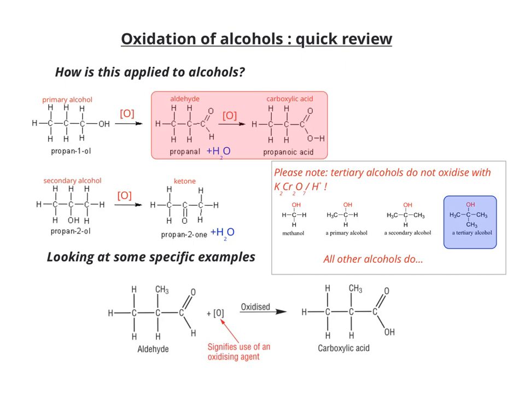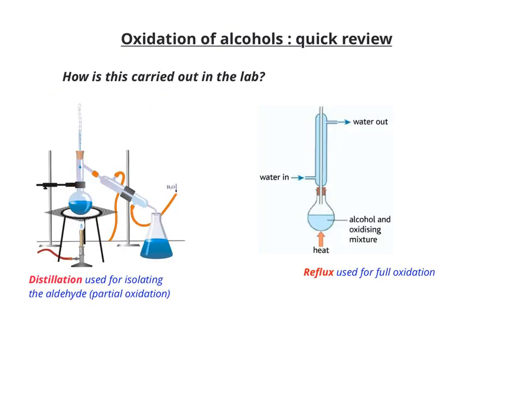Okay, so let's now look at the conditions. How do we do this in the lab? So you'll have come across both of these before, hopefully. Distillation is being used for isolating the aldehyde, so the aldehyde ends up in the conical flask, and reflux is for going all the way, full oxidation, to carboxylic acid.